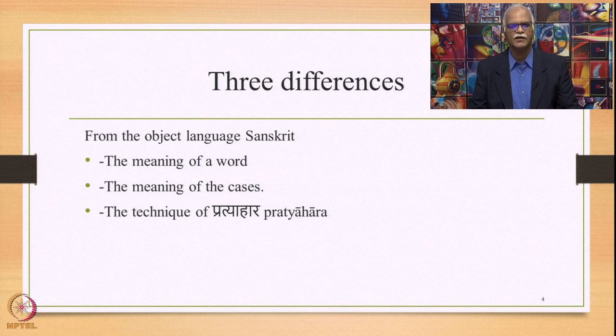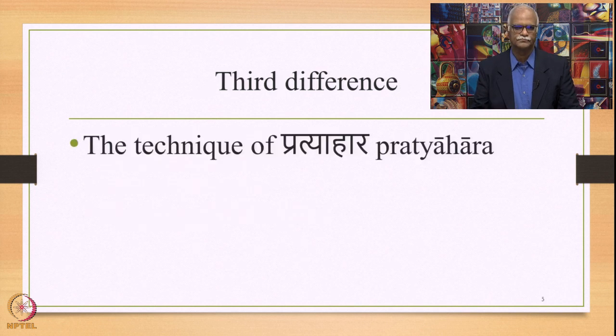After looking at these metalinguistic features, we also looked at the systemic point of view. How does this get translated into the system of Pāṇinian grammar? And now we come to the third unique difference between the object language and the meta language, namely the technique of Pratyāhāra. This will be the topic of today's lecture. This is the third difference, the technique of Pratyāhāra.